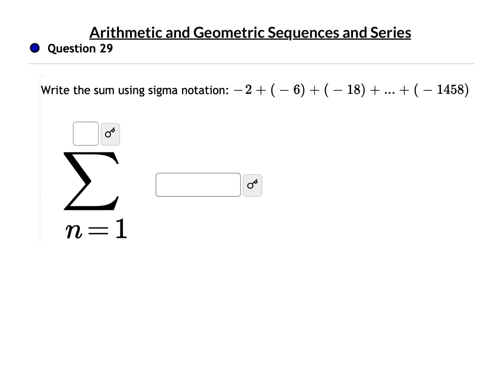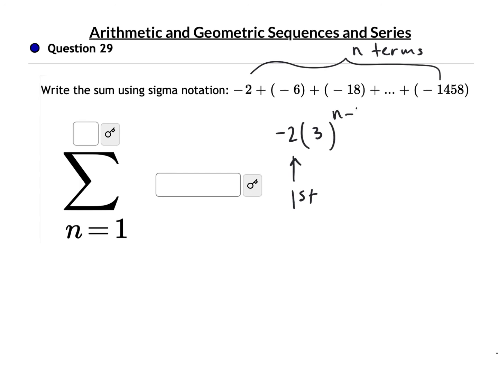Here we have another geometric series. It starts at negative 2. And then it moves forward by multiplying by 3. Remember that there are n terms. Since I'm starting at the first term in that series, to get to the last term, I only have to multiply by 3 n minus 1 times. Because I'm starting at the first and there are n of them, I only have to move forward or multiply by 3 n minus 1 times. The result of doing that is negative 1,458.